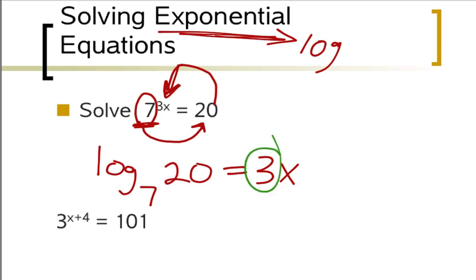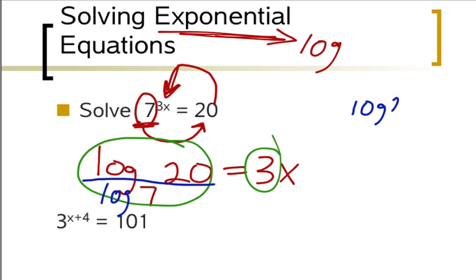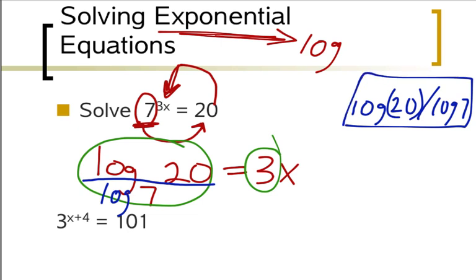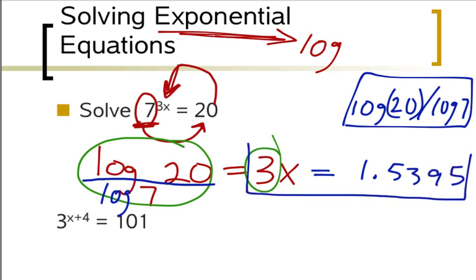We're just going to have to divide by 3. Well, before I do that, I actually want to take my calculator and get a decimal approximation of what log base 7 of 20 is. And in the previous lesson we learned about the change of base formula. To plug this in my calculator, I just put a line there and put log on the bottom. And so now on my calculator I can actually just do log of 20 divided by log of 7. And if I type that into my calculator, I should end up with 1.5395. Okay?